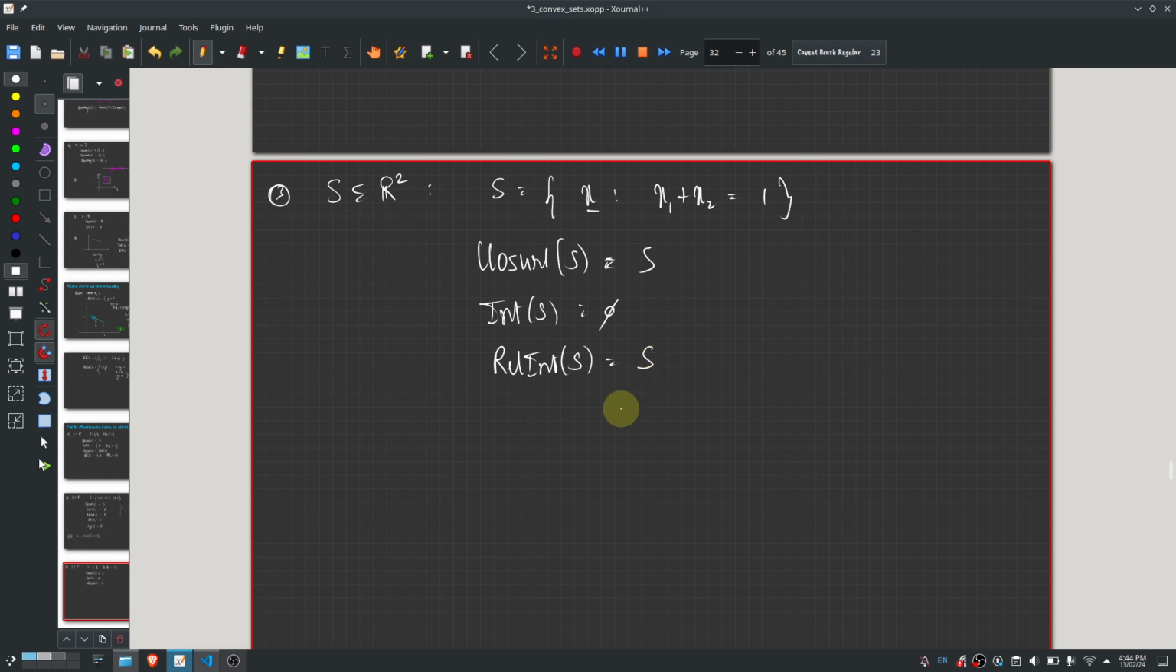Right? So you can think of it as a bijective mapping between this and R. Right? So R is both open and closed. So the closure of S is S itself. The relative interior of S is also S itself. And this has no boundary points.